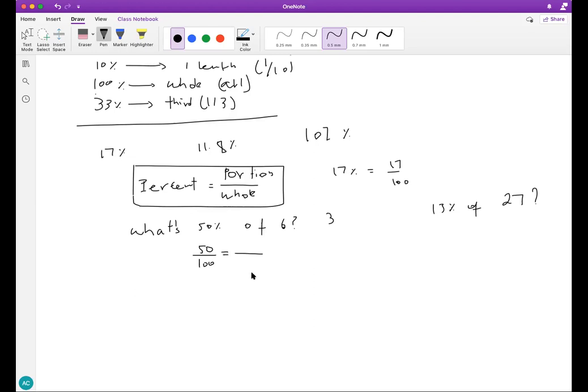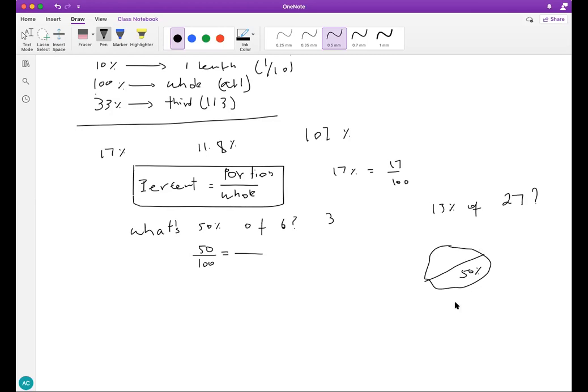So when you say 50% of 6, is 6 the whole or the portion? 6 is the whole number. That's right, that's the whole, because that's the whole piece. We wanted 50% of it, so we want half of it, about this much.